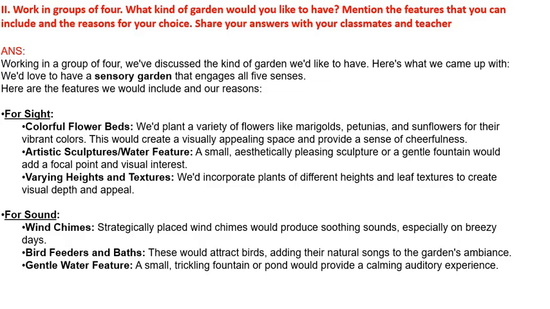We would love to have a sensory garden that engages all 5 senses. Here are the features we would include and our reasons are: for sight, colorful flower beds. We would plant a variety of flowers like marigolds, petunias and sunflowers for their vibrant colors. This would create a visually appealing space and provide a sense of cheerfulness.